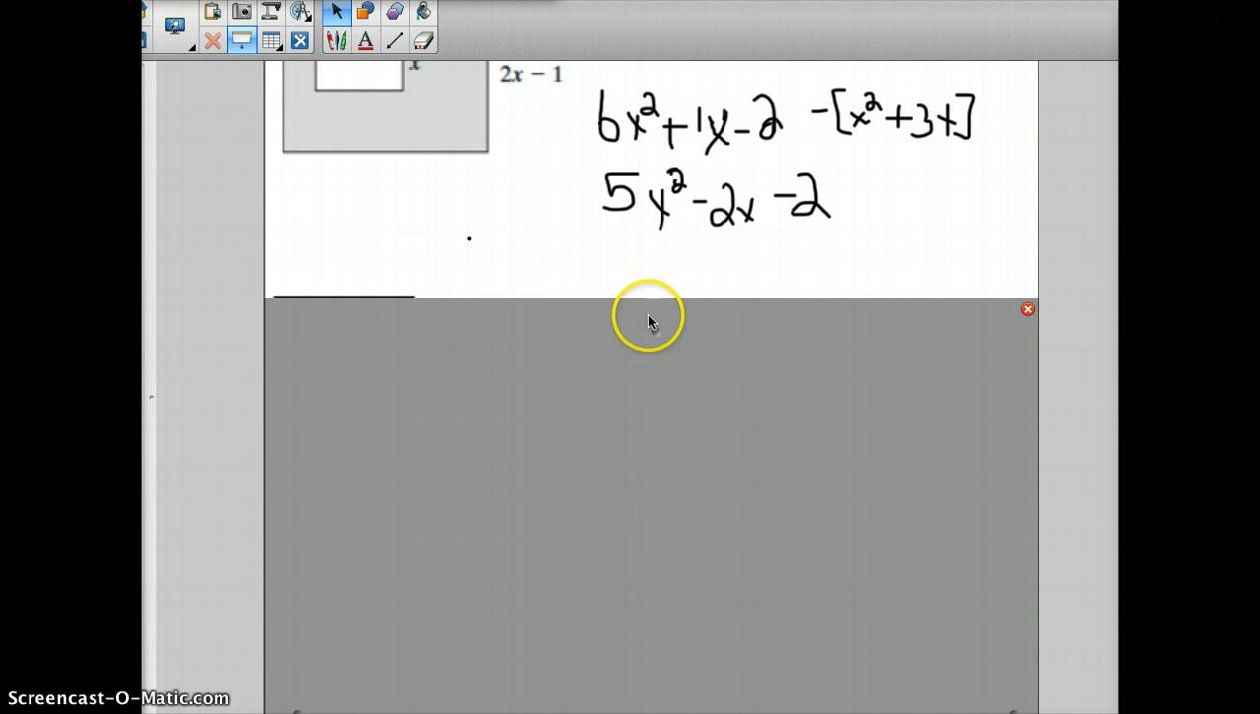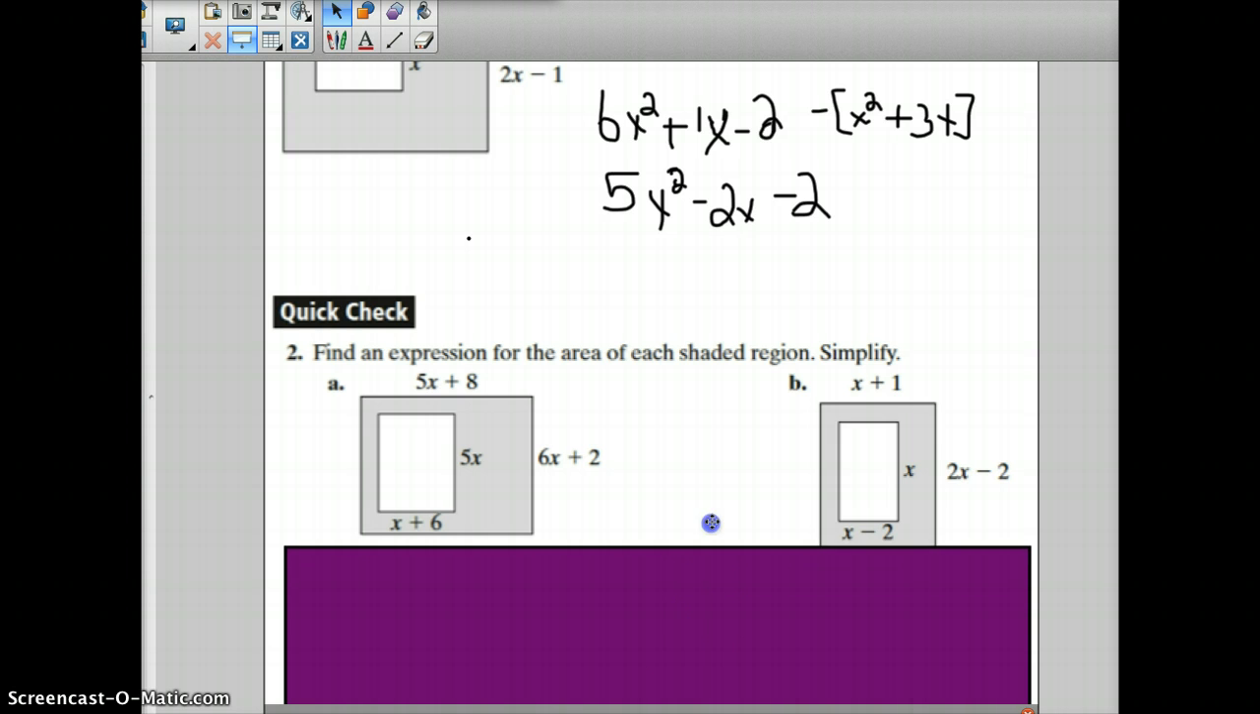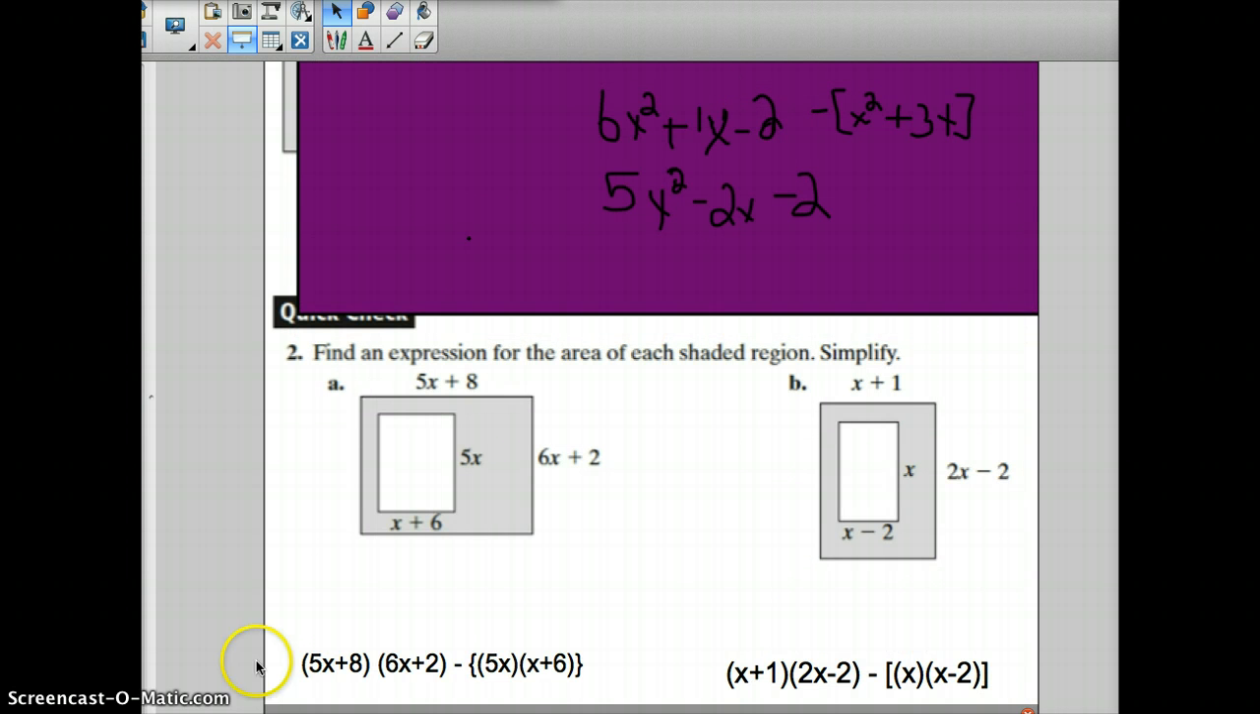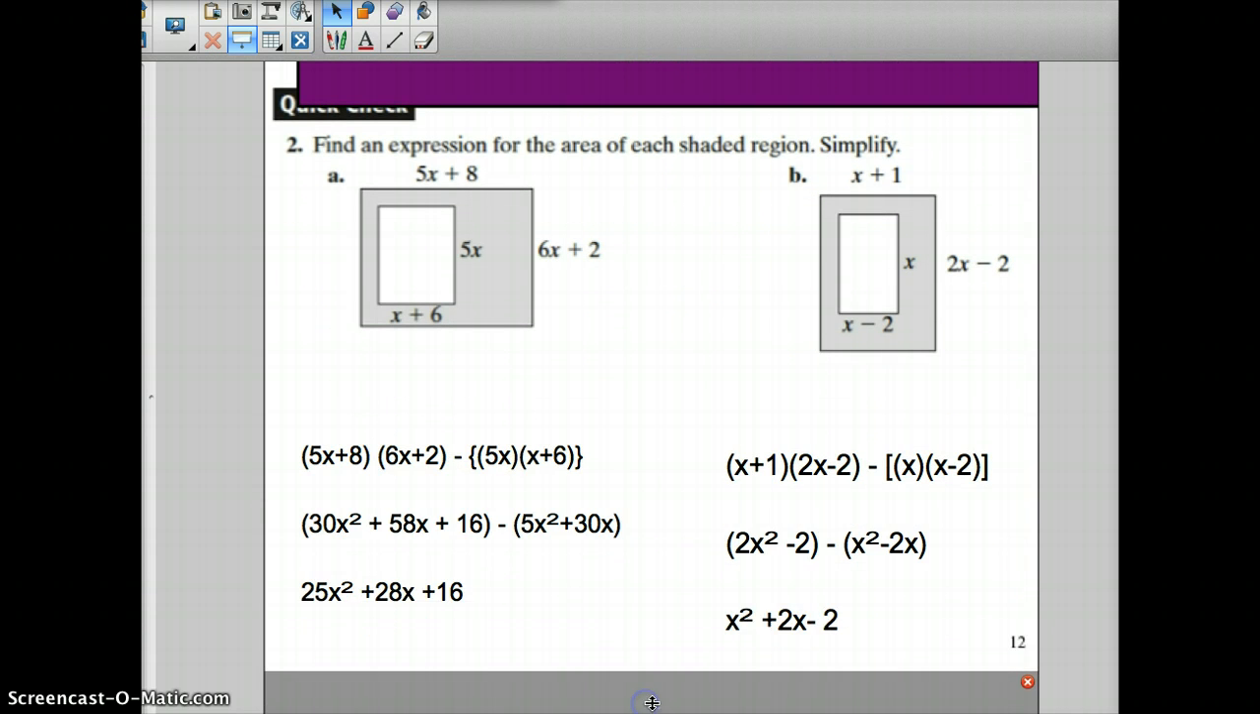Go ahead and try the quick check, and when you're ready, check the answers. Here are the resulting equations for both of those, and then there is our work and our final result. So we have a quadratic trinomial here and a quadratic trinomial here as well.